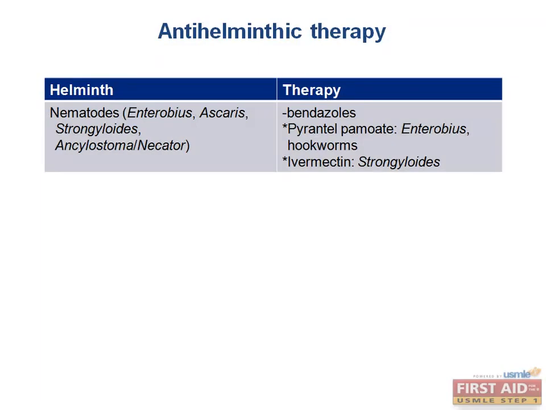Nematodes such as Enterobius, Ascaris, Strongyloides, and Ancylostoma or Necator are treated with bendazoles. Note that pyrantel pamoate can also be used for Enterobius and the two hookworms, but is not used for Ascaris and Strongyloides. How do these drugs function?